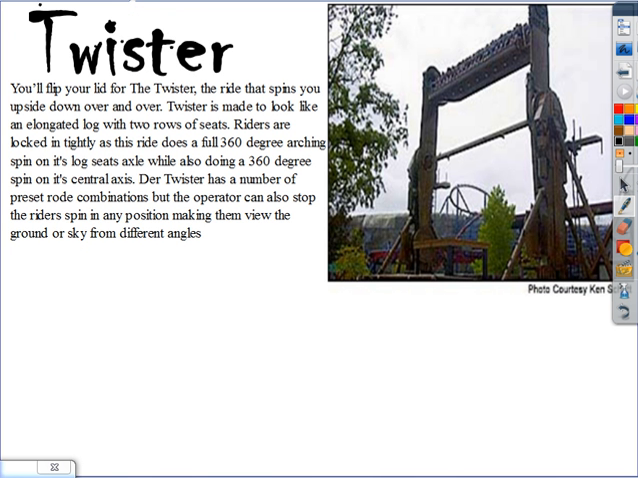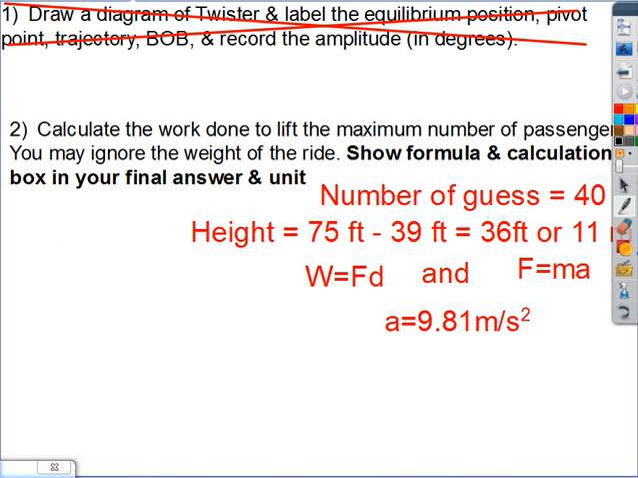Okay, now we'll do the Twister. Again, watch the video, very important, watch the video. Alright, number 1 I'm going to allow you to skip, so skip number 1 on the Twister.